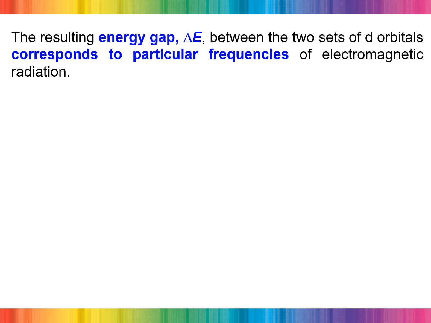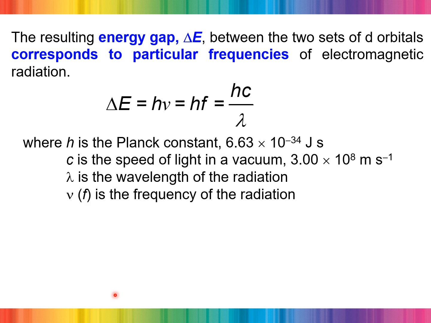Time to learn some formula. The resulting energy gap between the two sets of d orbitals corresponds to particular frequencies of the electromagnetic radiation. So if it falls within the visible light, then the energy gap corresponds to a particular color, in short. And it's time to learn this formula. I tend to see it as hf, but I think it's called nu. I may get it wrong.